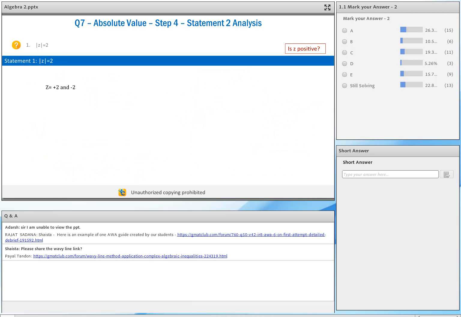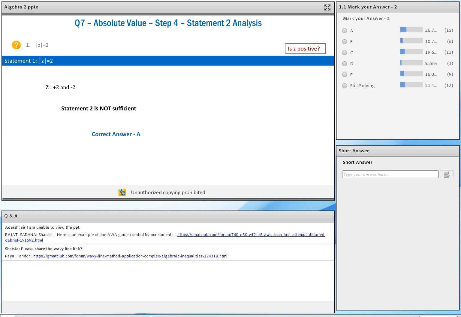Now, we move on to statement number 2. Statement number 2 says mod of z is equal to 2, which means that z can take two values, either plus 2 or minus 2. Statement 2 is not sufficient. That's why the correct answer is choice A. Now tell me, only 15 of you selected choice A as the correct answer.